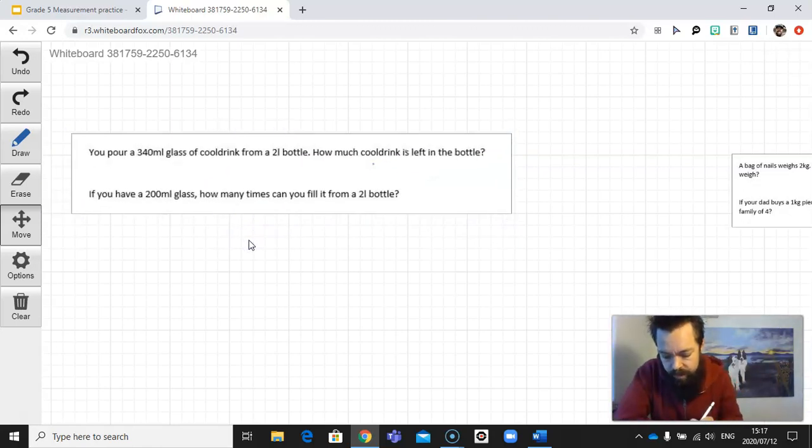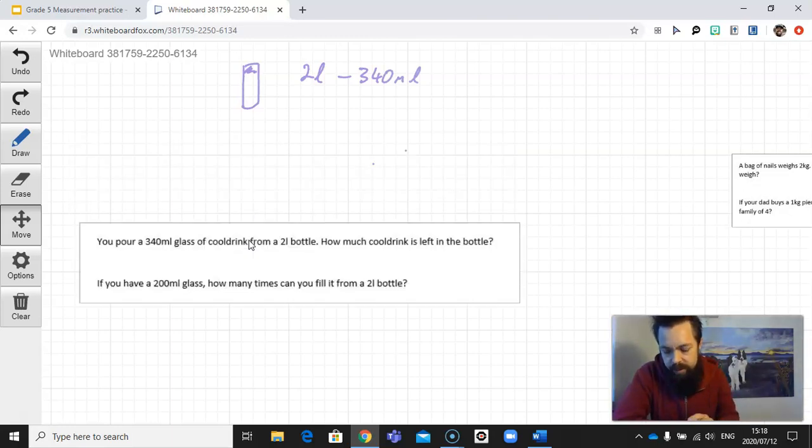All right, well, we have something in the bottle, and we take some out, so that's going to be a minus sum, or minus problem. So we had 2 liters, and we minus 340 milliliters. Once again, before we try and do that, we're going to need to make those units the same, because how can you minus 340 from 2? Well, I hope by now that you're getting familiar with your acronym. King Henry's daughters love delicious caramel muffins: kiloliters, hectoliters, decaliters, liters, deciliters, centiliters, and milliliters.